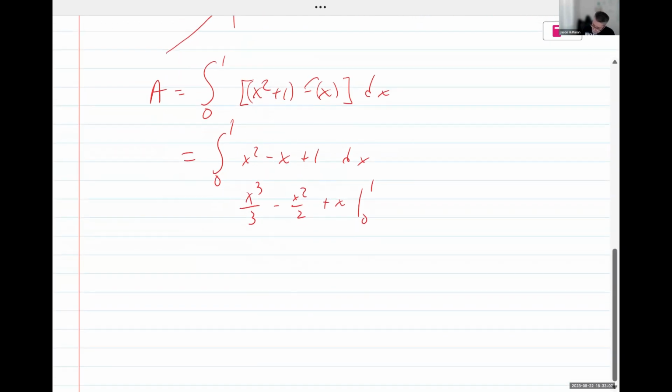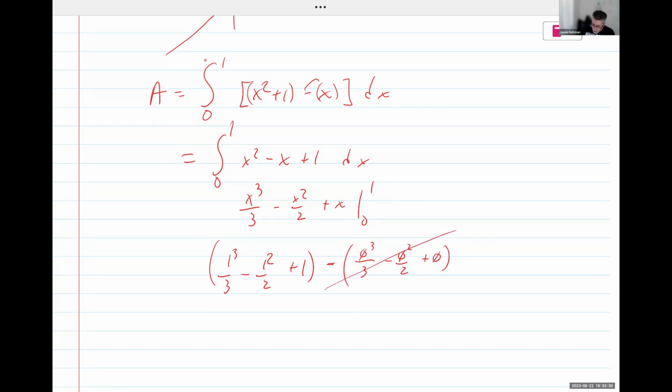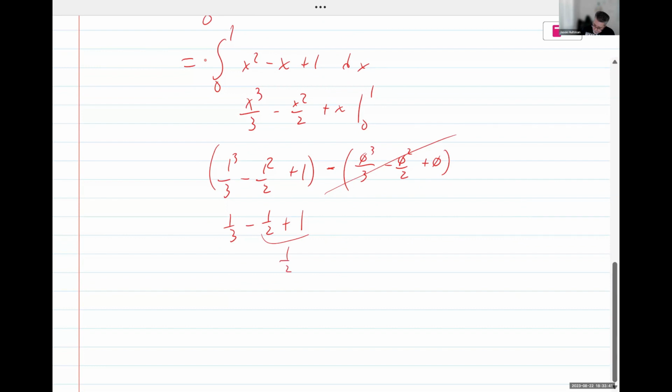Okay, I'm going to plug in 1, and I'm going to get 1 cubed over 3 minus 1 squared over 2 plus 1, minus, and then I'm going to plug in 0: 0 cubed over 3 minus 0 squared over 2 plus 0. Okay, all the zeros go to 0, so they're gone. And over here, I'm left with 1/3 minus 1/2 plus 1. If I combine the negative 1/2 and the 1, I get 1/2. And everybody knows that 1/3 plus 1/2 equals 5/6. So the area is 5/6.